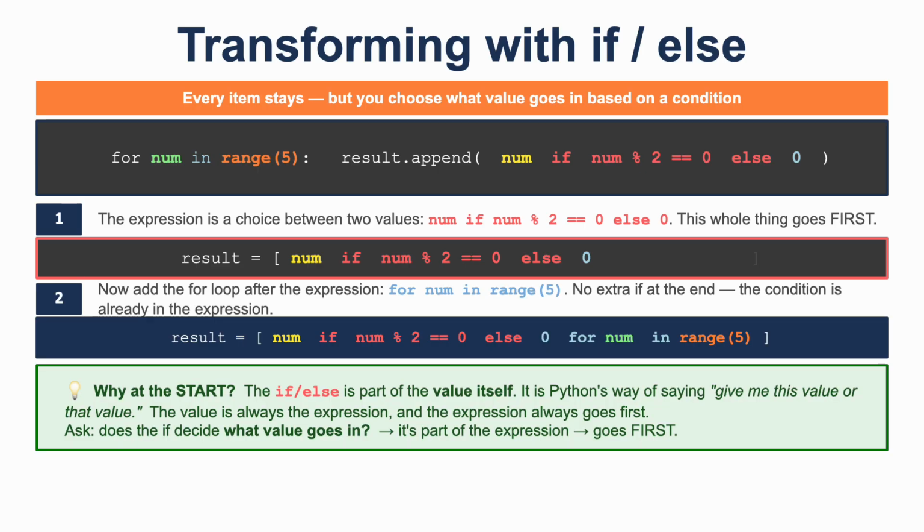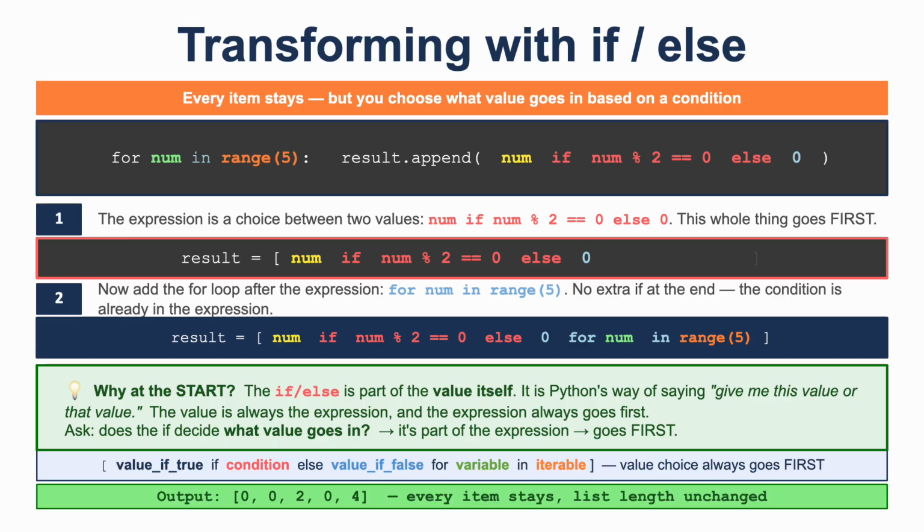Step 2. After the expression, add the for loop exactly as before. No if at the end, the condition is already handled inside the expression. Ask yourself the same question. Does the if decide what value goes in, or whether anything goes in at all? Here the if decides the value. Every single item still enters the list. Nothing is skipped. Since the if is part of the value, and the value is always the expression, and the expression always goes first, the if-else goes first. Think of it as a sentence with a built-in choice: this value or that value, for each item in this collection. The choice comes first, the loop comes after.